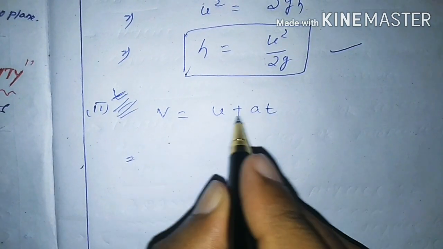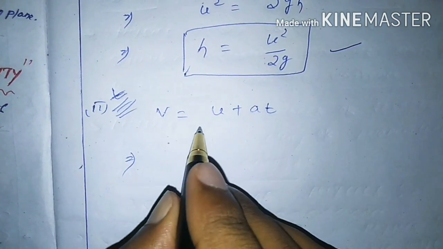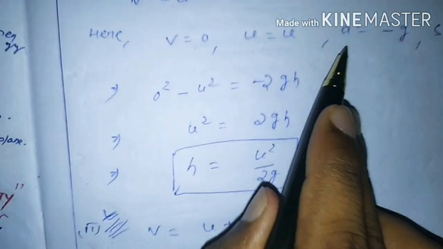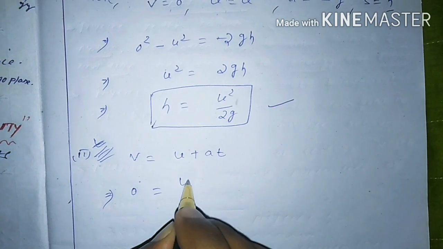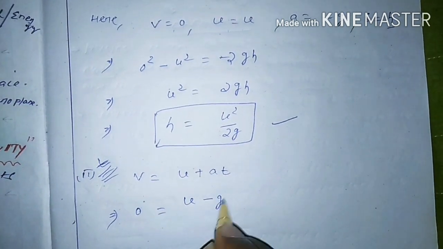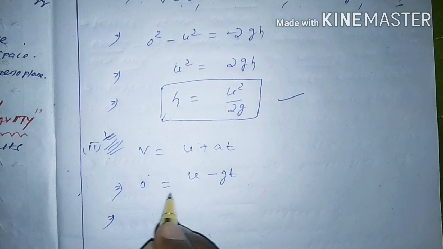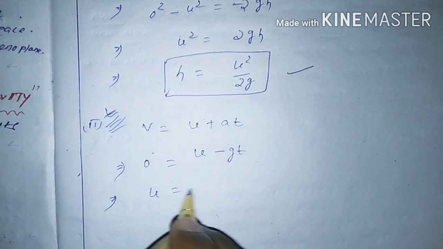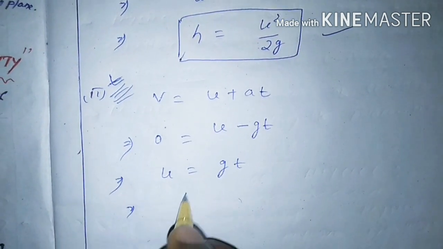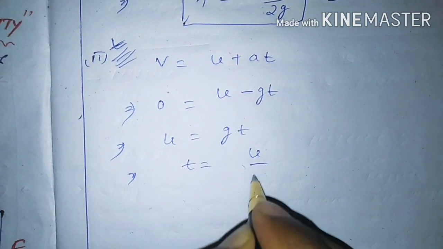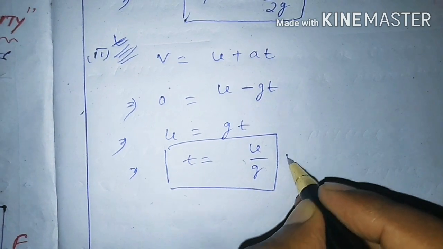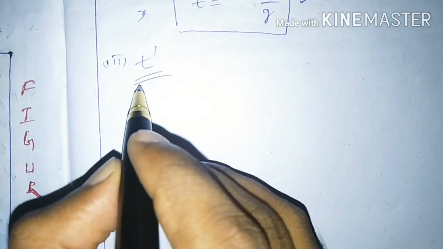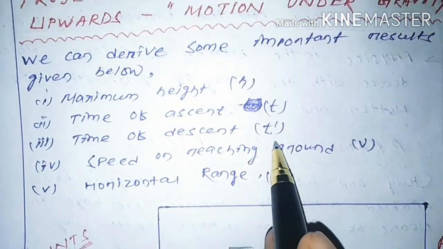So v is equal to u plus at. Here putting the values of v, u, a: v equal to 0, u equal to u, a equal to minus g, t equal to t. So 0 is equal to u minus gt, or u equal to gt, or t is equal to u by g. This is the answer. So this is the time of ascent. Next we calculate the time of descent, that is denoted by t dash.